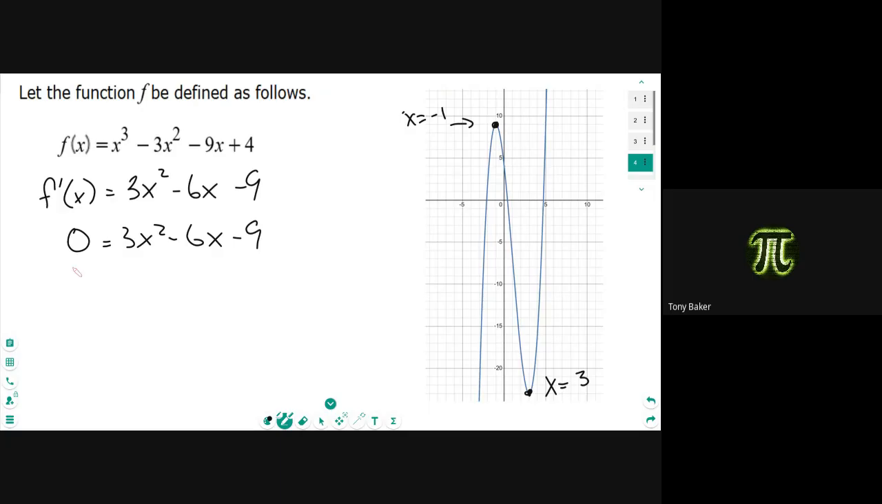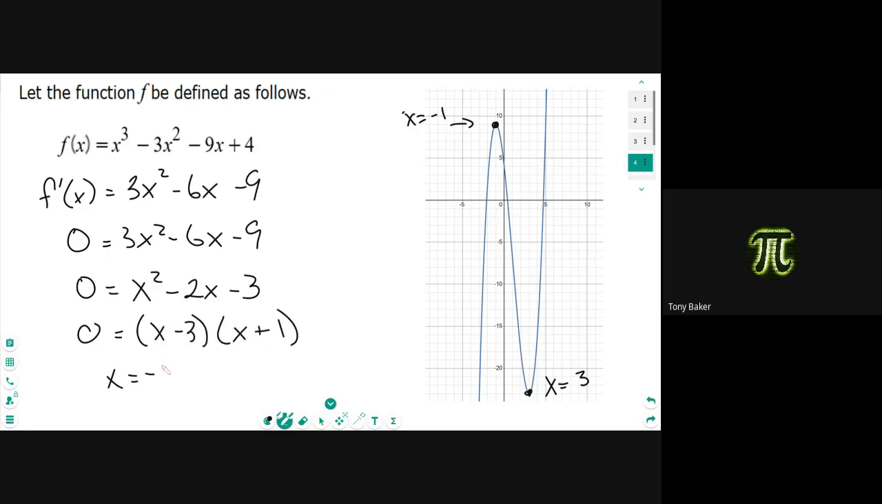So how do I factor this? Factor out the 3. Yeah, they're all divisible by 3. Get rid of that first. It makes your life a lot easier. And actually, the reason there's no 3 there is because then I can divide by the 3 and it disappears. Okay? Two numbers that multiply to -3 and add to -2. Okay, which means x equals 3 and -1.